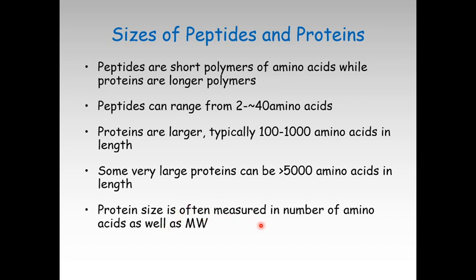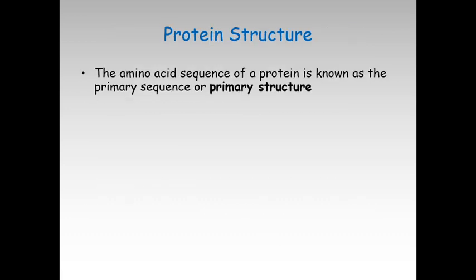Protein size is often measured in number of amino acids as well as molecular weight. So the two important phenomena: one is the molecular weight and the other one is the number of amino acids. These two determine the size of a protein. Another thing that determines a protein and makes a protein unique is the sequence of amino acids. The amino acid sequence of a protein is known as the primary sequence or primary structure.